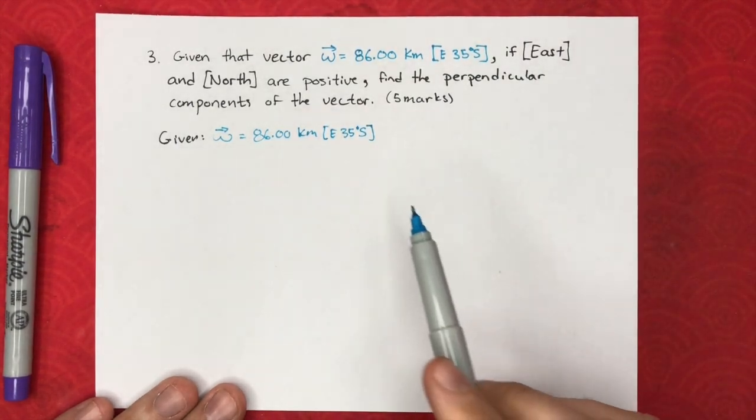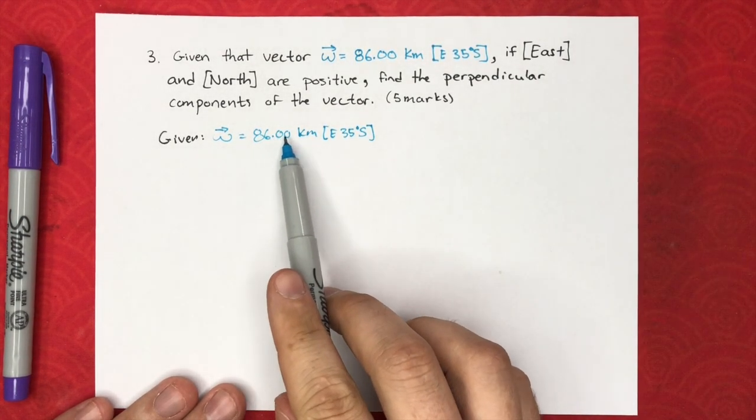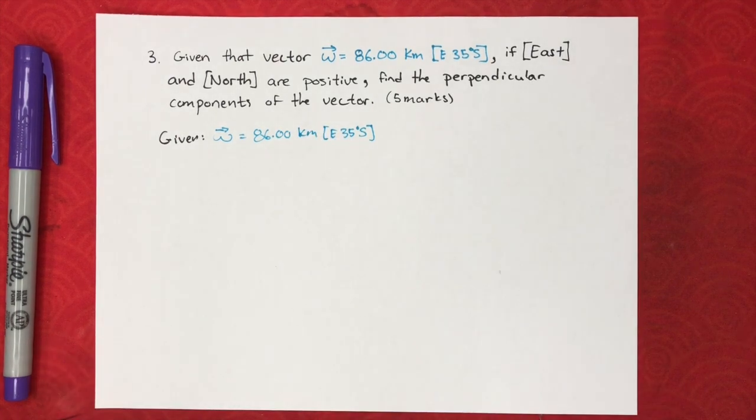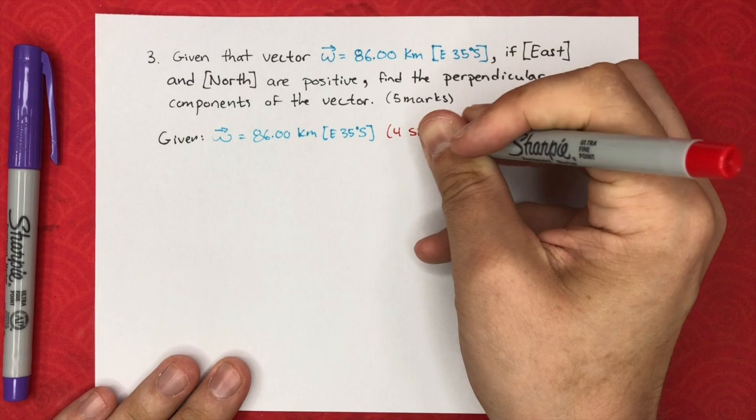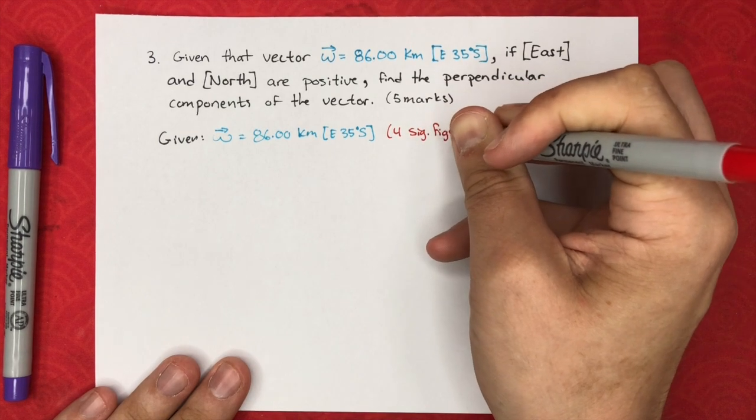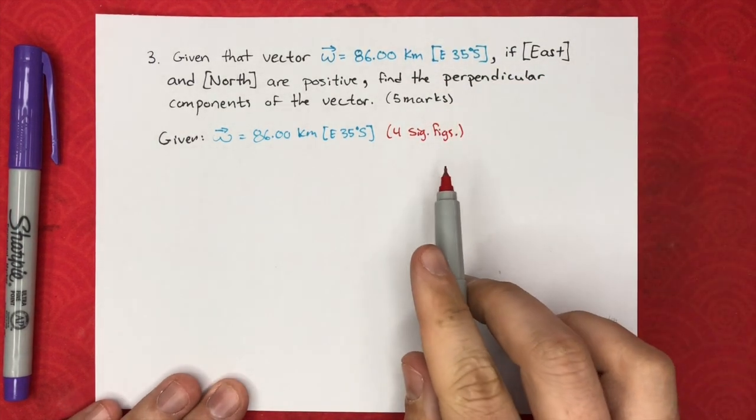Before we begin this question, just take a look at this as 1, 2, 3, 4 significant figures. So I'm just going to make a quick note of that over here. 4 significant figures, which means our answer is going to have 4 significant figures as well.